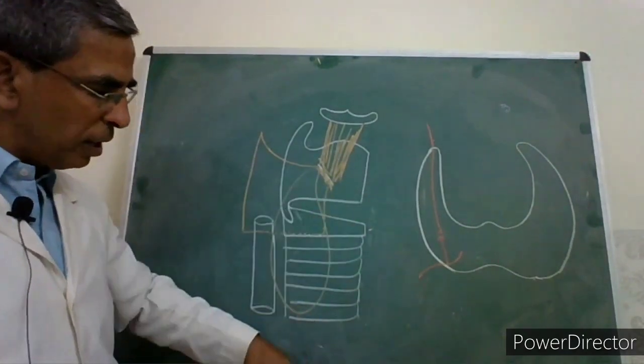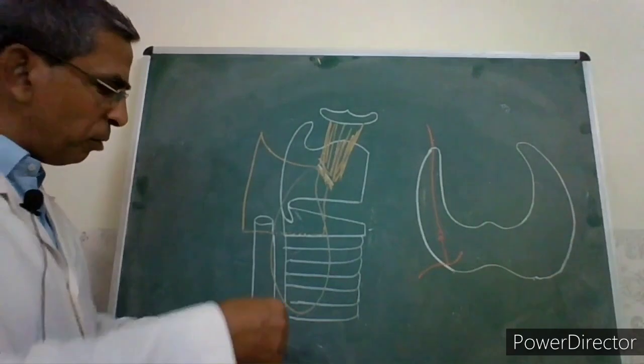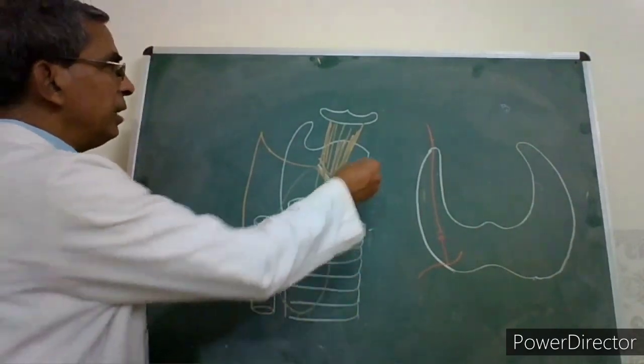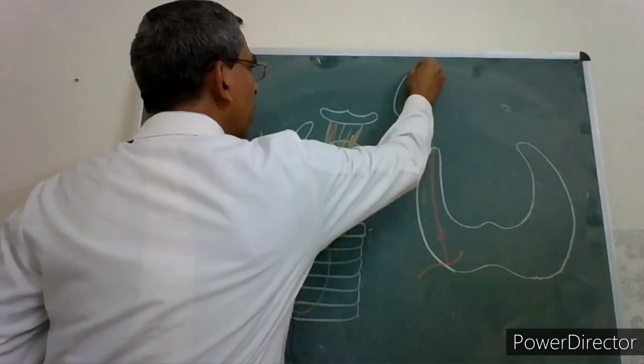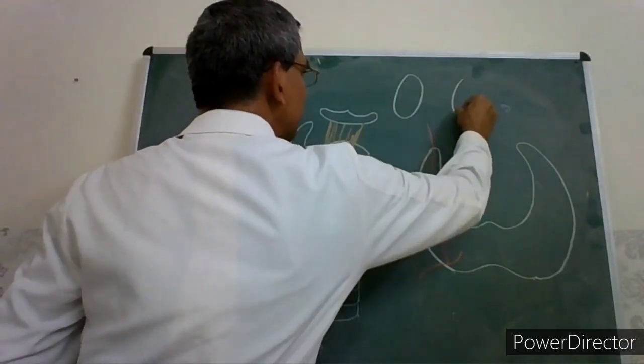Now, what about the posterior border here? The posterior border is very important. Look here, this is the gland, on the posterior side.